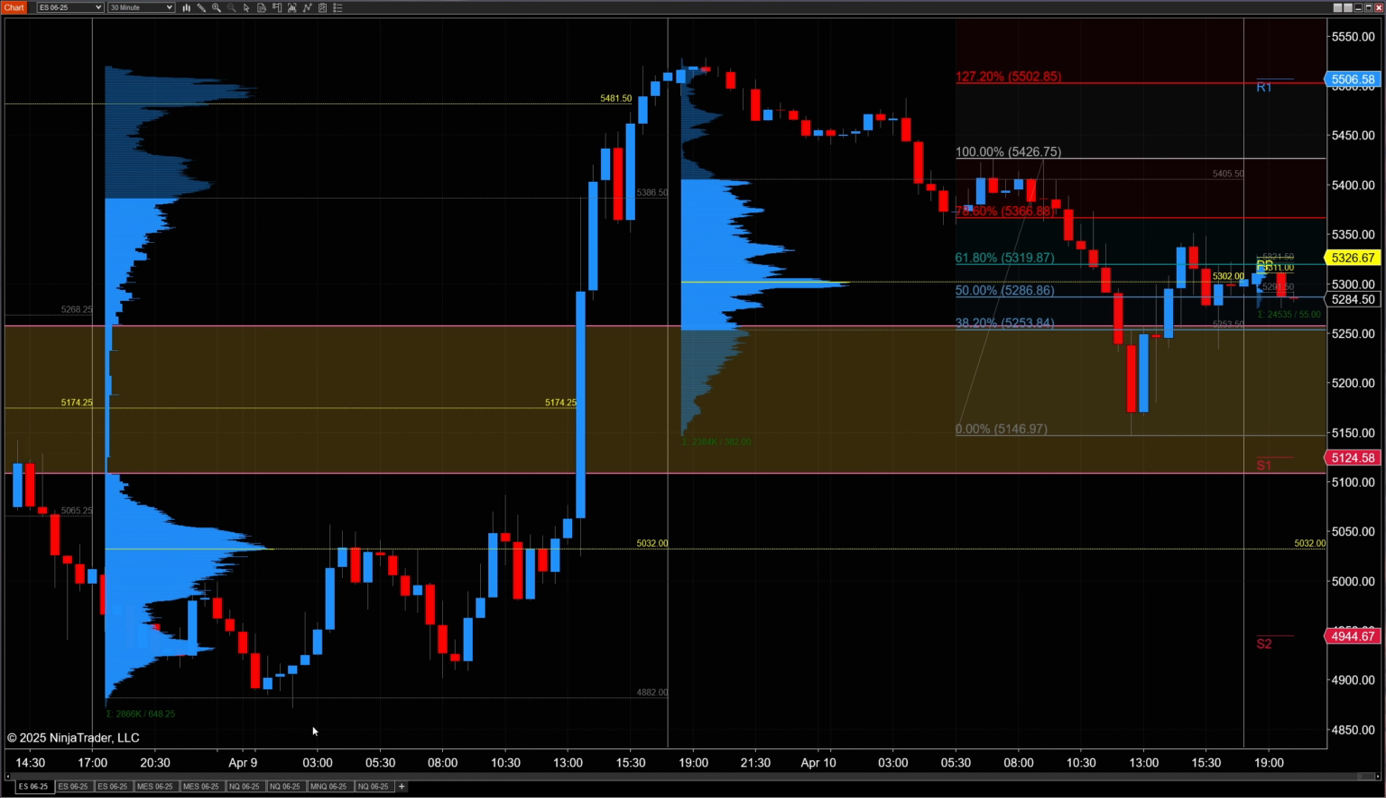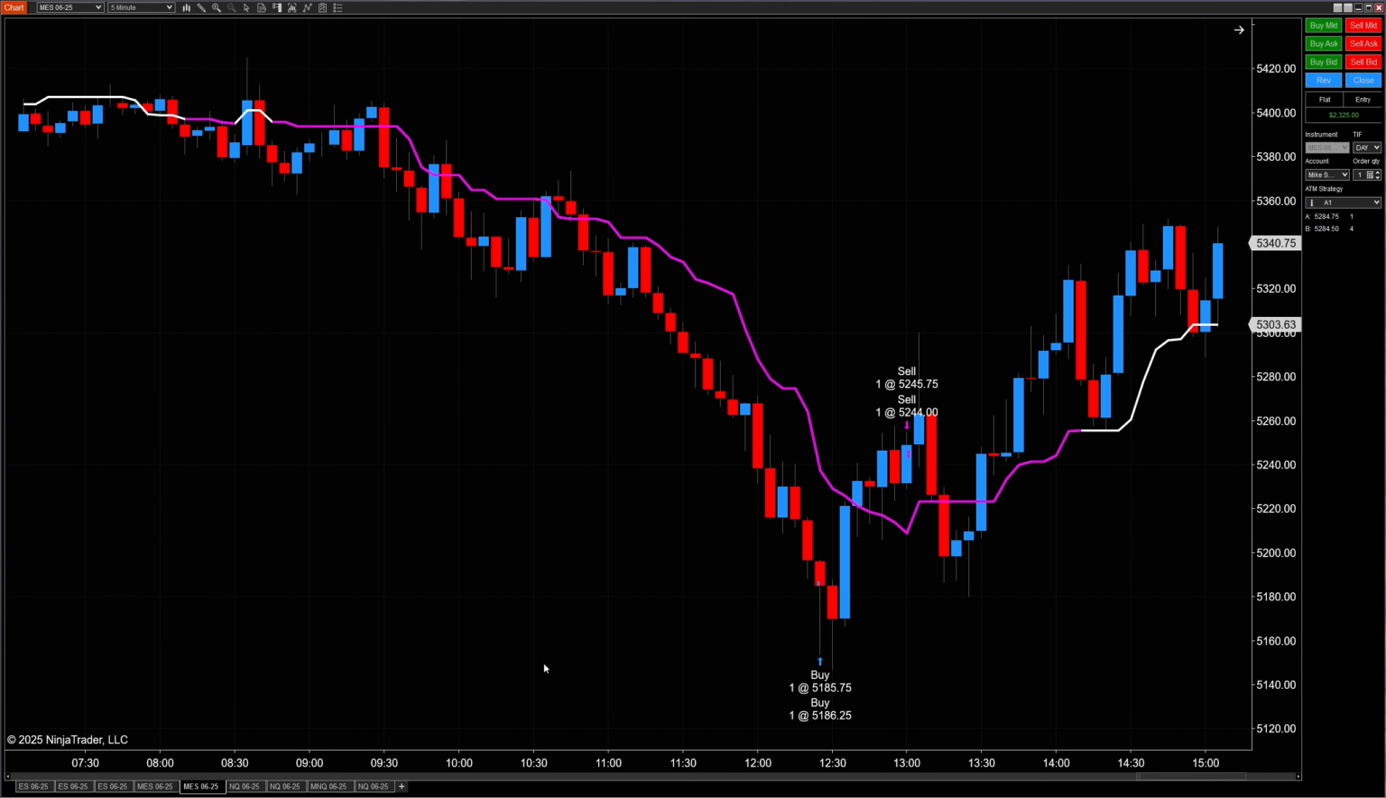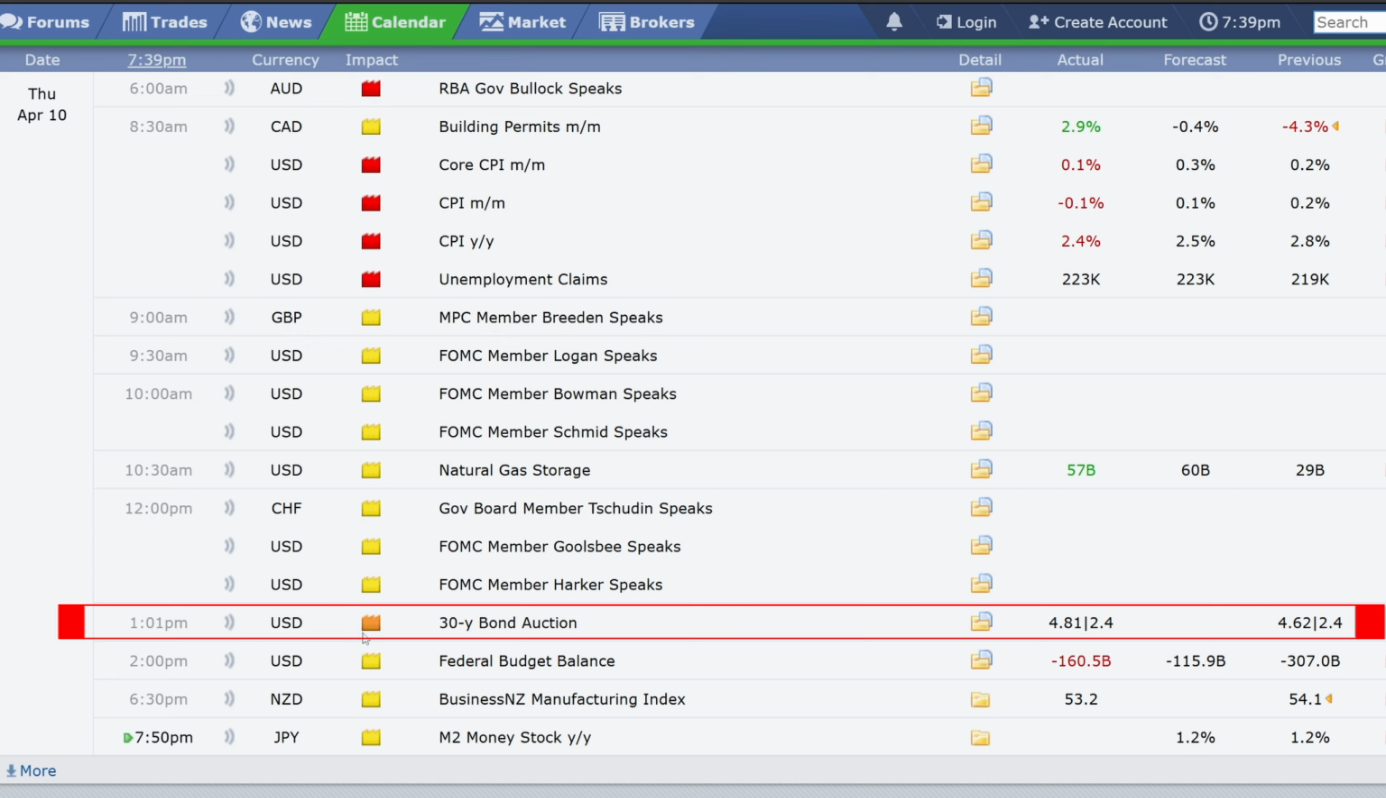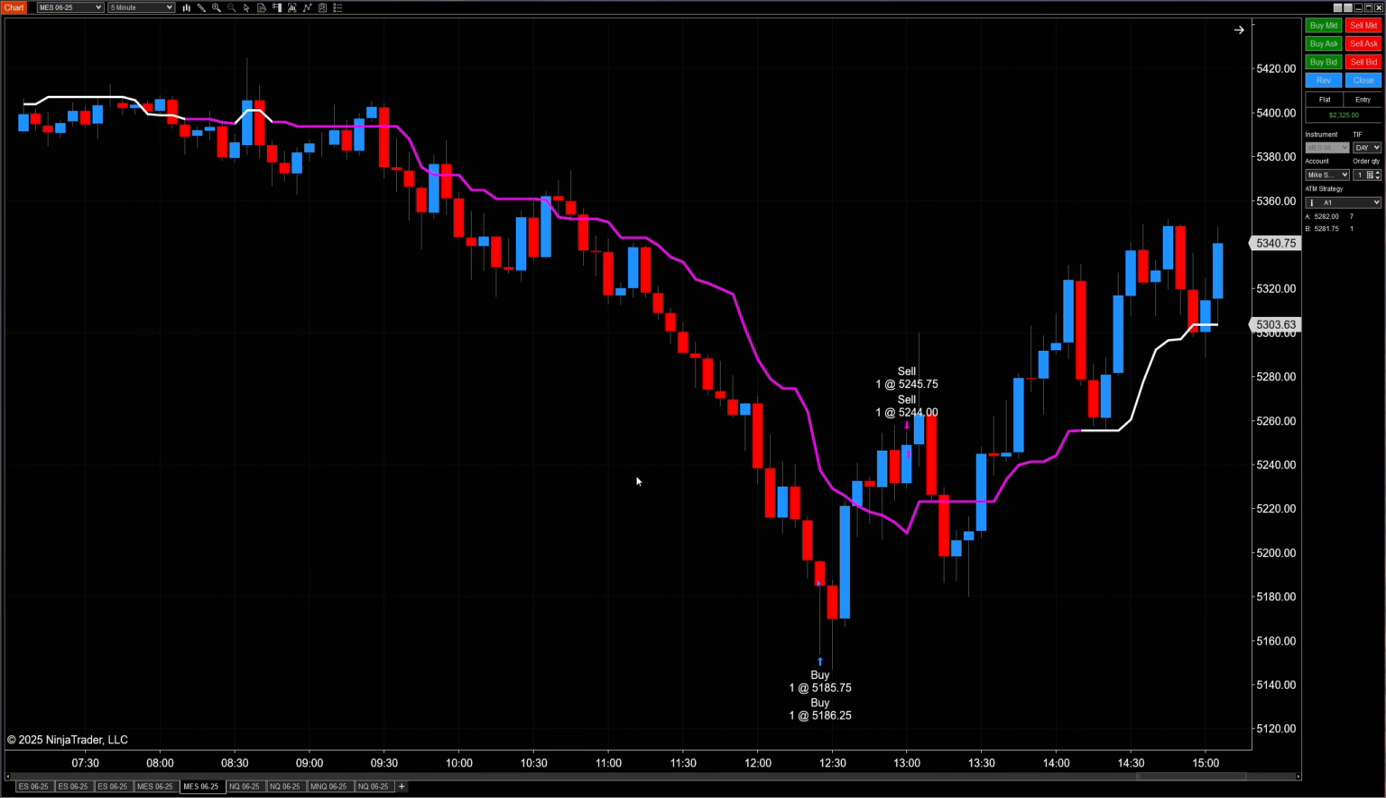But if we come back over and look at why I actually exited the market, notice I did not exit at 5286. 5286 actually occurred after I already exited the market. We actually ran all the way up to 5,300. The reason I bailed out of that trade early, you can see right here at 1:01, we had the 30-year bond auction. So just out of caution, I went ahead and exited that trade ahead of time. That way, in case the market reacted negatively to that news, this winning trade would not end up turning into a losing trade.